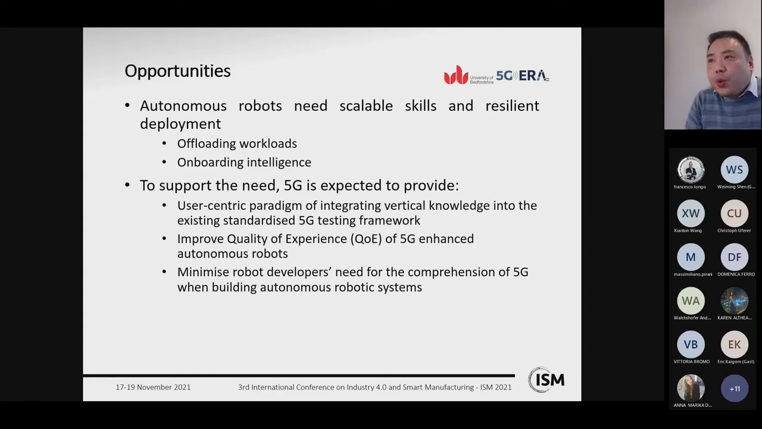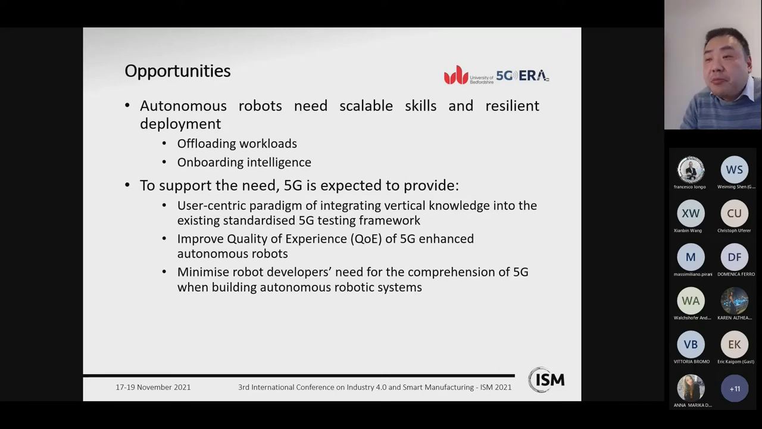So for autonomous robots, we need scalable skills. We need robust deployment. In that sense, what we want from the vertical perspective is offloading workloads as much as possible and onboarding intelligence from the external world as much as possible. To support that kind of need, from the 5G perspective, we would like to have a user-centric paradigm of integrating vertical knowledge into the 5G testing framework. We want improved quality of experience rather than providers optimizing the quality of service for 5G-enhanced autonomous robots. That's the demand and opportunity in front of us.